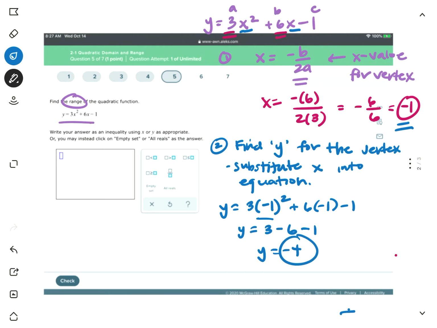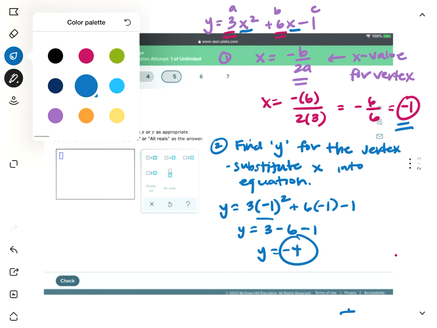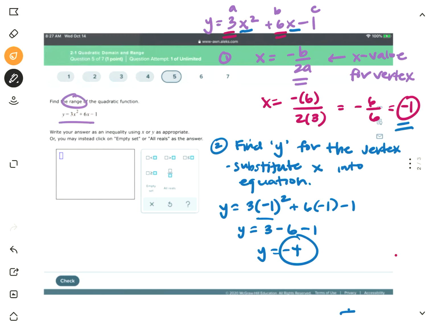All right, so the y is going to tell us for our vertex. That's going to be helpful in our range because our range is all the y values. Now the last thing we need to do is determine if this opens upward or downward. Now the key to this one is our a. So if a is positive, then it opens upward. If a is negative, then it opens downward. So that kind of tells us about our range.